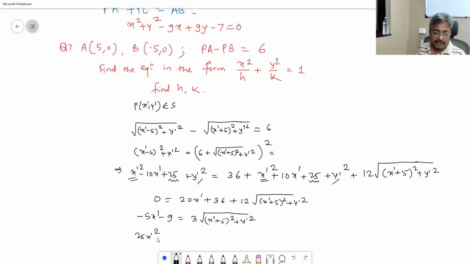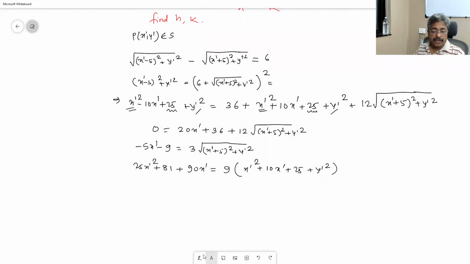25x dash square plus 81, and then what will happen? Minus 1 is taken out common, so it is plus 90x dash is equal to 9 inside bracket x dash square plus 10x dash plus 25 plus y dash square. Okay, keep doing it, and you will get it. So how many total x dash square? 16x dash square. How many y dash square? Minus 9y dash square.